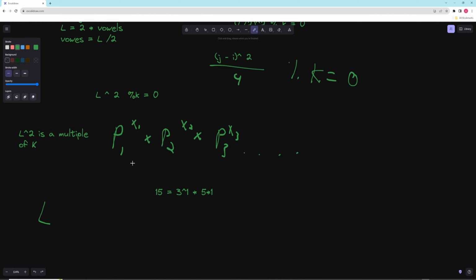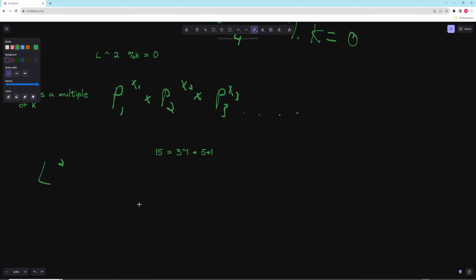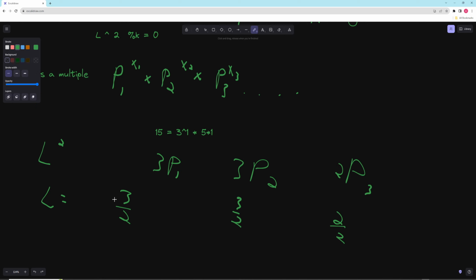let's say L squared has to contain 3 P1s, 3 P2s, 2 P3s, and so on, just making up some random number, right? So let's say these are the prime factors. Whatever this prime factor 1 is, k has 3 of them. Whatever the second one is, k has 3 of them. If that's the case, then L has to have 3 over 2 P1s, 3 over 2 P2s, and 2 over 2 P3s. And this also has to be rounded up. So in this case, it would be 2. In this case, it would be 2. In this case, it would be 1.